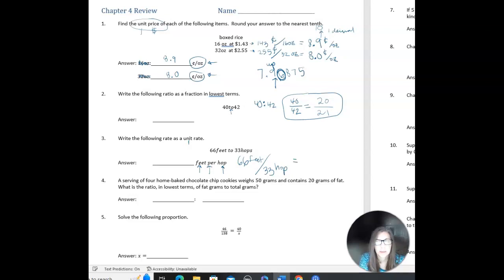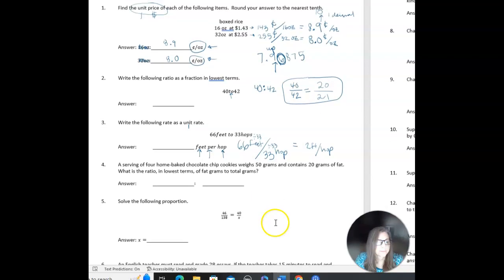We have to get our denominator to be 1. So you can use your calculator or you can divide by 33. The answer is going to be 2 feet per hop. Again, you can use your calculator. So if you feel wobbly on that, 66 divided by 33, press enter, and it's 2.